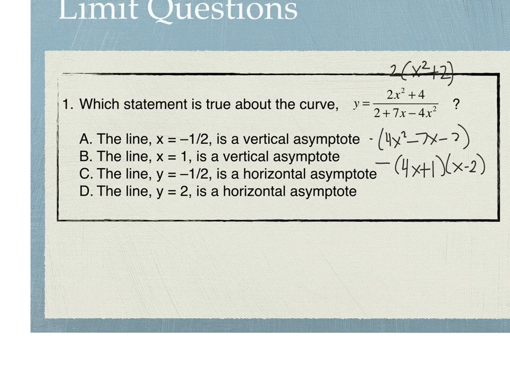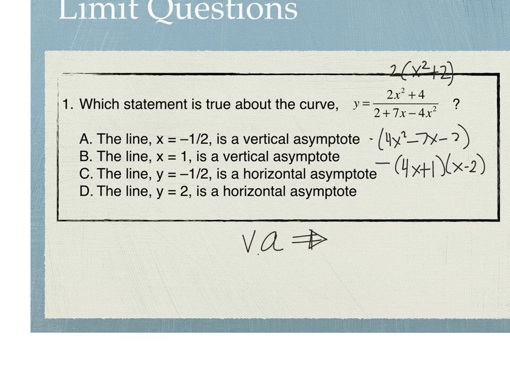Hey, does anyone think they know the answer? Okay, so there's two separate things here. There's vertical asymptotes and horizontal asymptotes, and they're totally different. So what would the vertical asymptotes of this equation be?